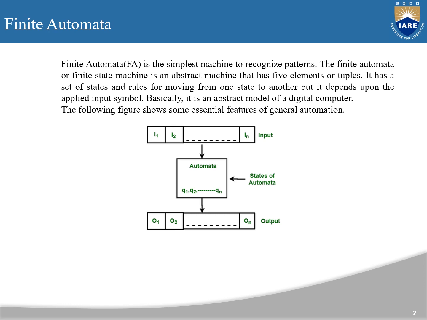The following figure shows some essential features of a general automaton. The L1, L2 and Ln lines represent the input. The Q1, Q2 and Qn lines state the states of the automata. O1, O2 and O3 state the output of the automata.